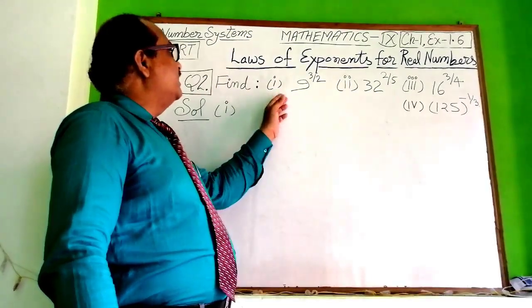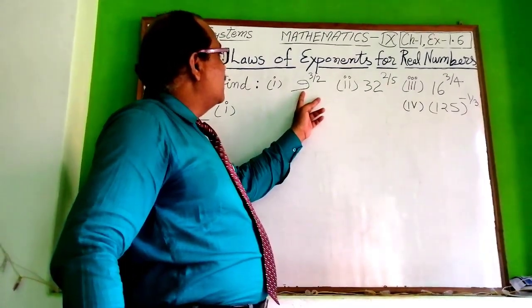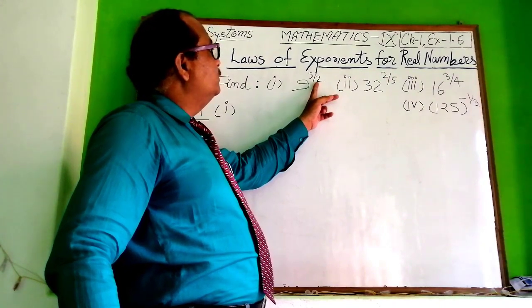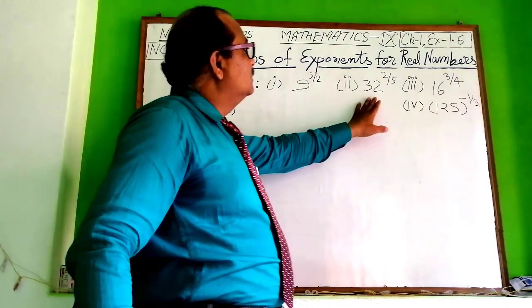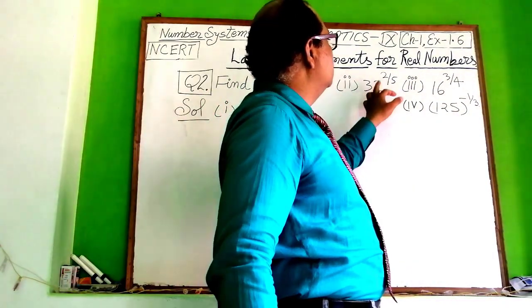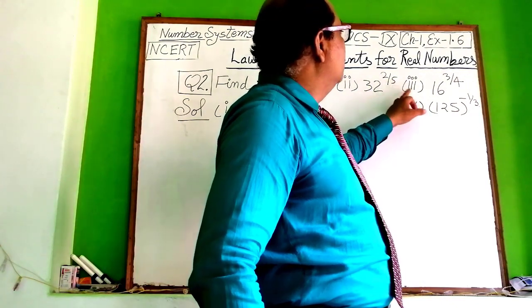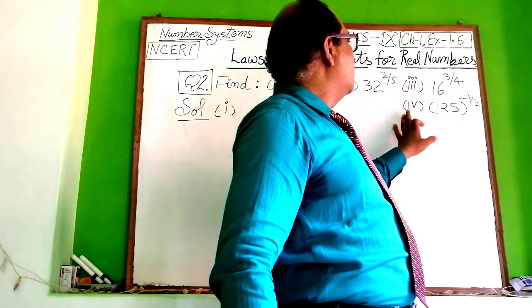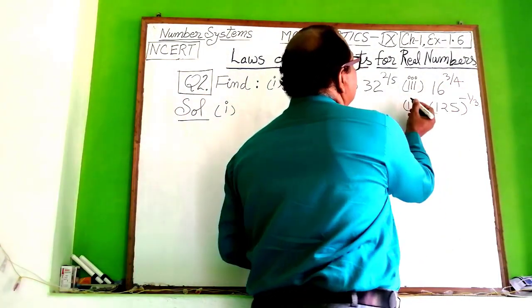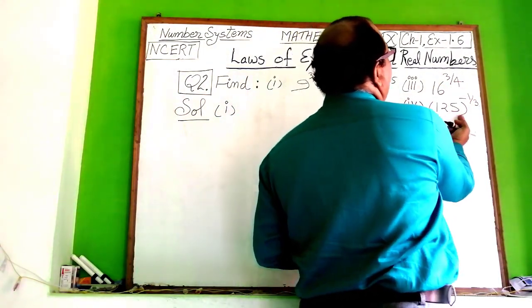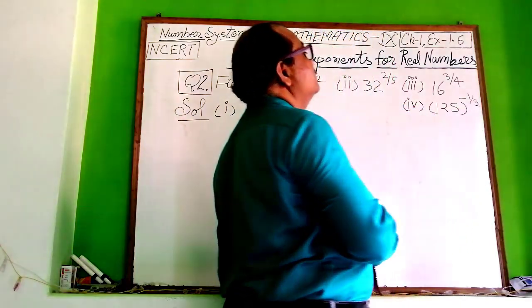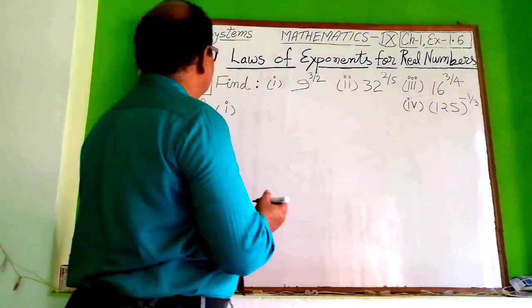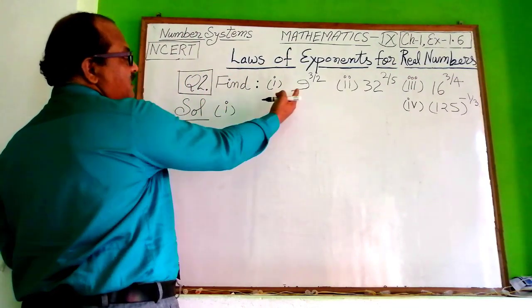Question number 2, find: 9 raised to the power 3 upon 2. Second one, 32 raised to the power 2 upon 5. Third one is 16 raised to the power 3 upon 4. And the fourth one is 125 raised to the power minus 1 upon 3. So see the solution of the first one.